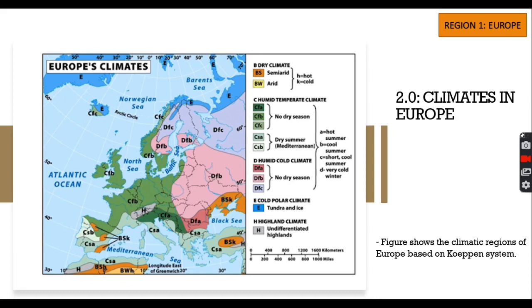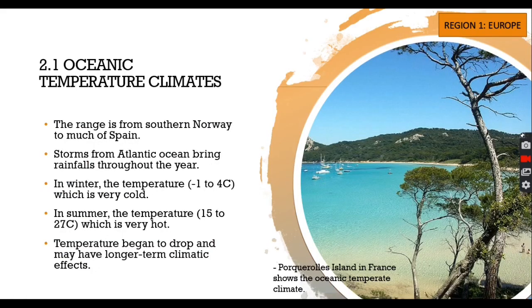So, how does the climate change in Europe? Climate changes in Europe because of ecosystem decline, loss of biodiversity, stratospheric ozone depletion, and many other environmental problems that happen in Europe. Okay, we move to the next slide, where the first climate is the oceanic temperate climate.